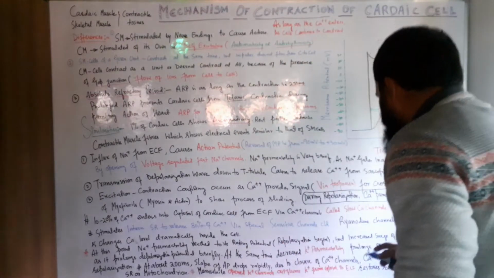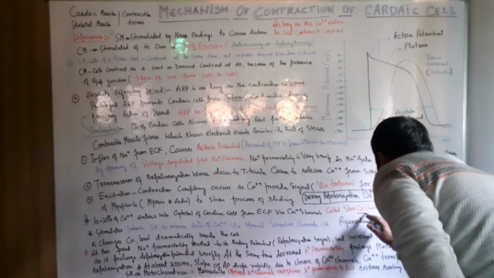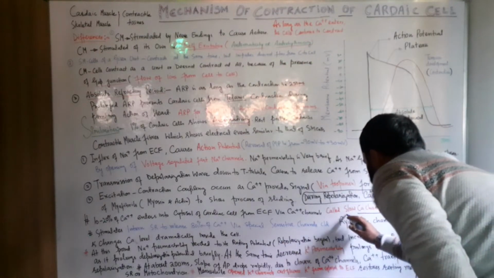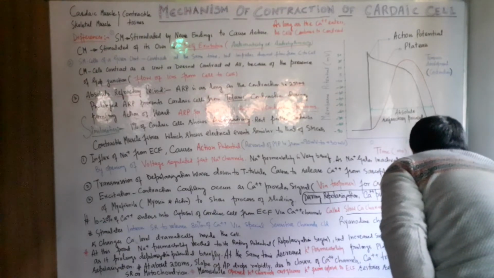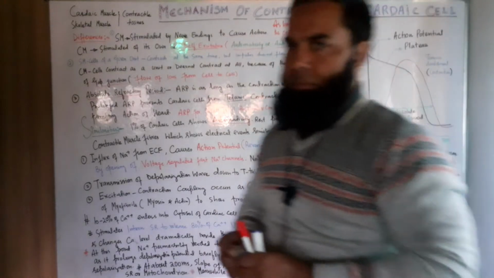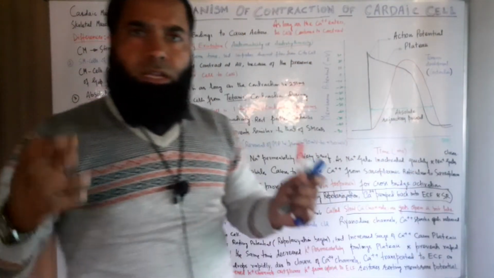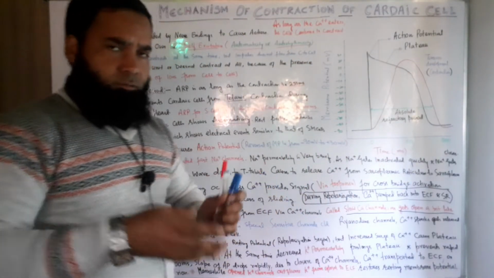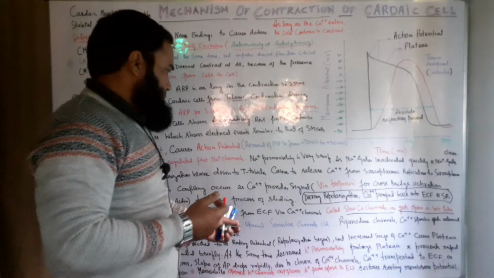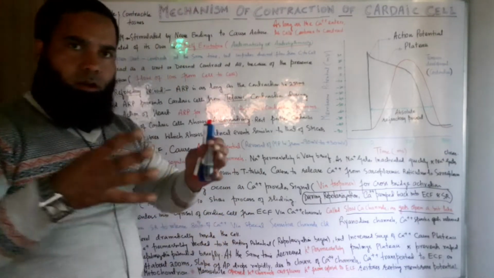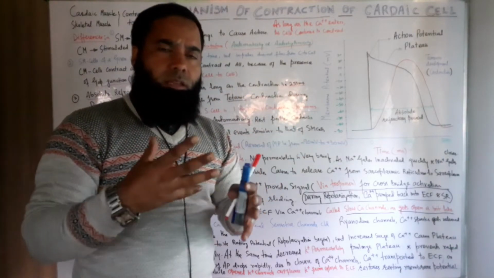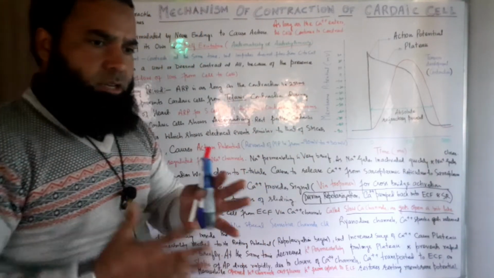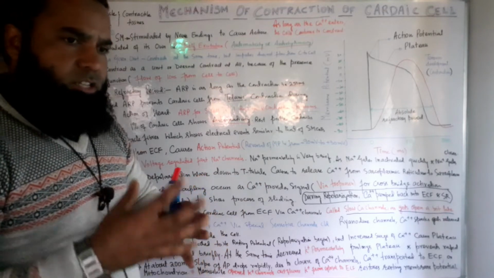I'll highlight this with the help of a marker. Calcium channels, these are called the slow calcium channels, as they open a bit late. How do these slow calcium channels open? Because you know that the calcium channels are closed in the non-stimulated cardiac cells.